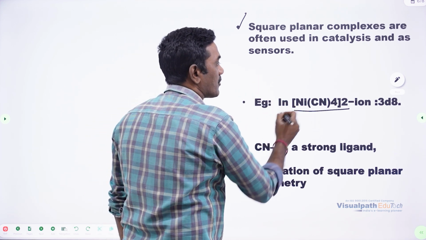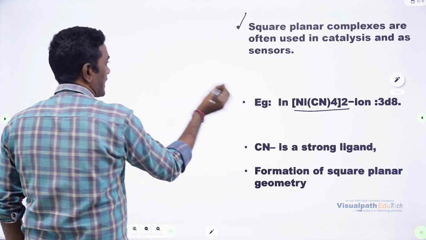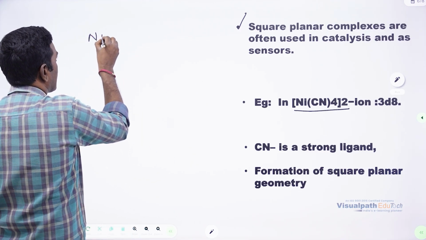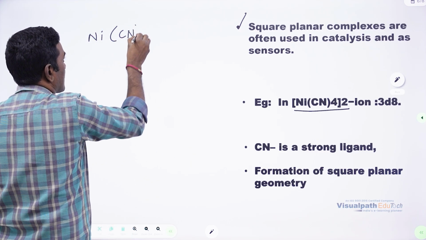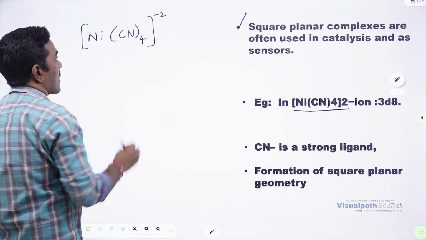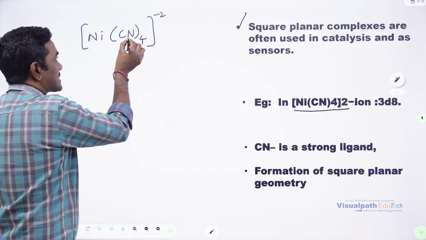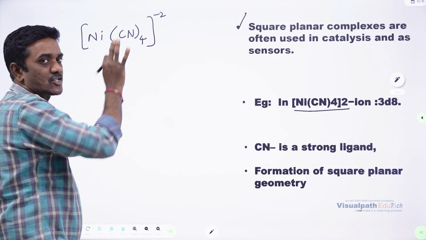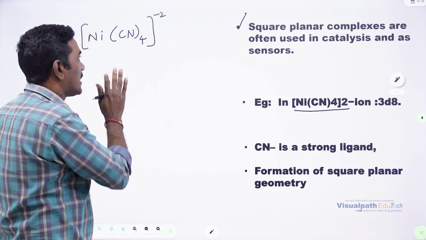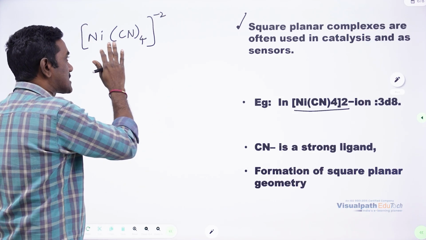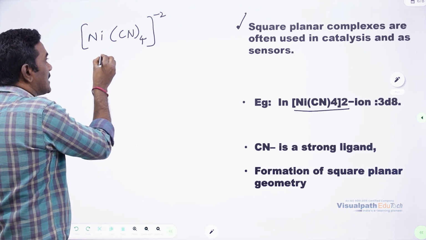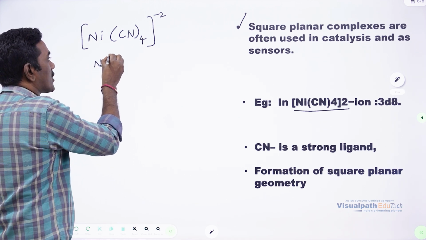Now let us take the example of nickel tetracyano ion. Tetracyanonickelate is the name of this complex. Now in this complex we are going to discuss the splitting pattern. In this one it is very clear that nickel is going to be in the +2 oxidation state.